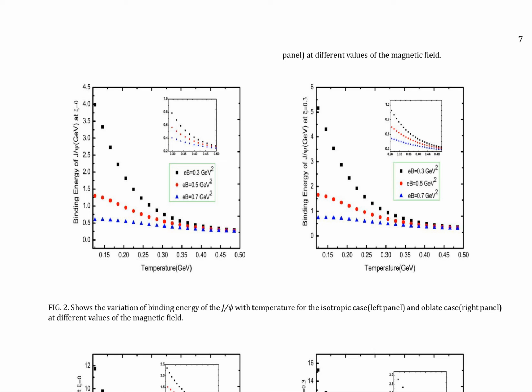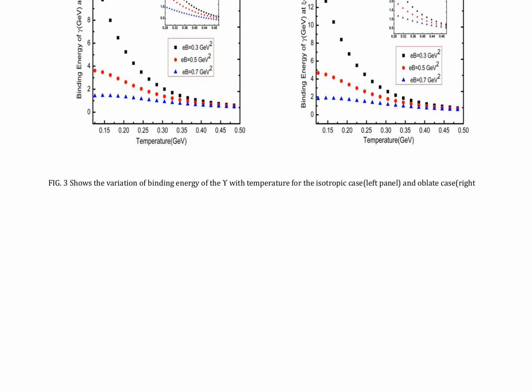The results indicate that the binding energy decreases with increasing temperature in both cases, although the oblate case exhibits a more pronounced decrease. This suggests that the stability of the J/psi is influenced by the magnetic field and temperature, with the oblate case being more sensitive to these factors.